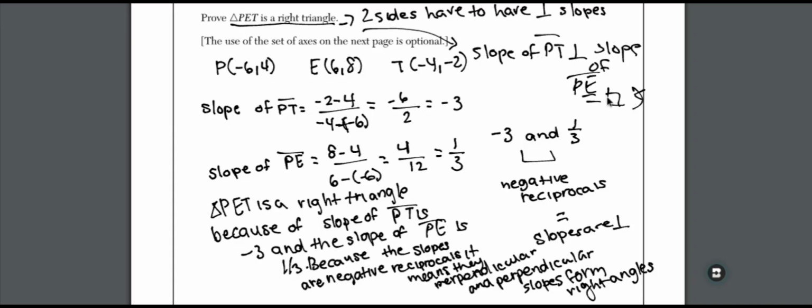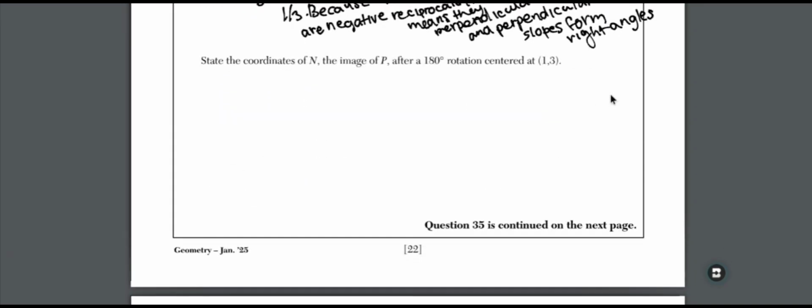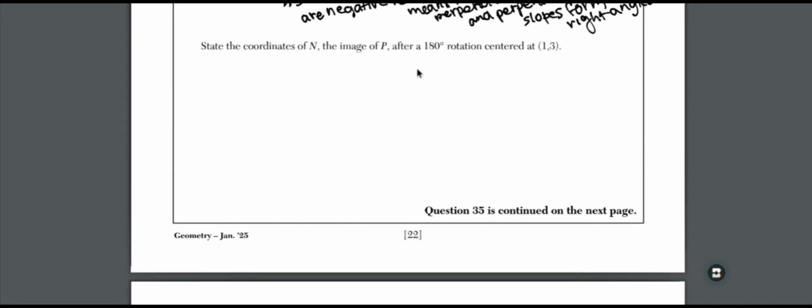Okay? That's part 1. Part 2 says, state the coordinates of N, the image of P, after a 180-degree rotation centered at 1, 3. So to recall, point P is -6, 4. So P is -6, 4. I'm doing a rotation of 180, but not at the origin. It's being centered at 1, 3.